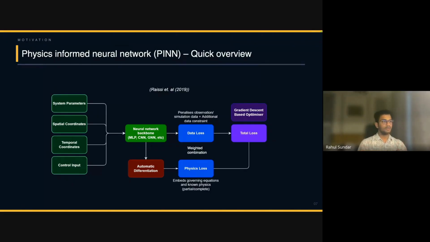descent based optimizer. Now, what the data loss penalizes is any sort of observation or simulation data on the target variables and additional data constraints such as boundary conditions and initial conditions, if you're aware of what partial differential equations or ordinary differential equations are. And then you have the physics loss, which embeds these governing equations and known physics, which could be partial or complete knowledge of the physics, into the loss function through least squares residuals. And then a weighted combination of this is what is used to further optimize and train your model.